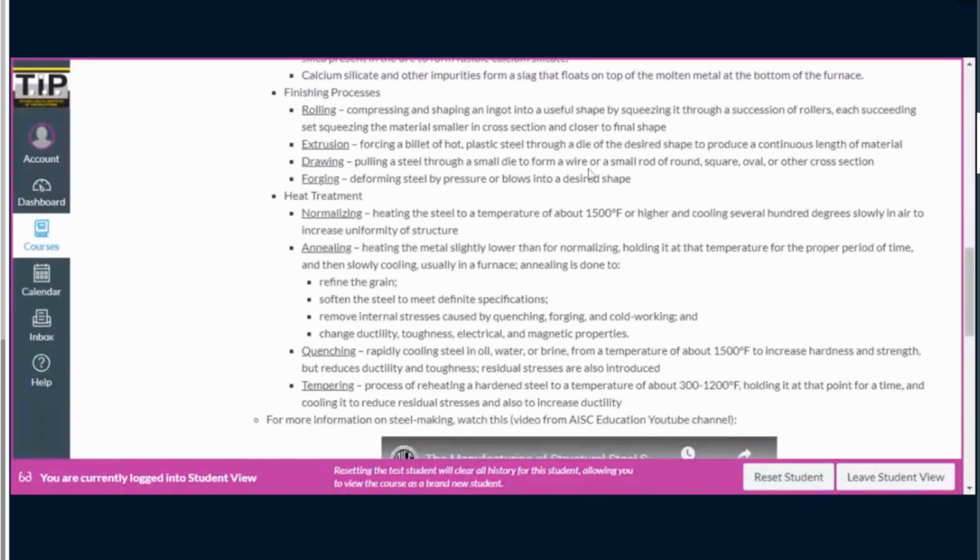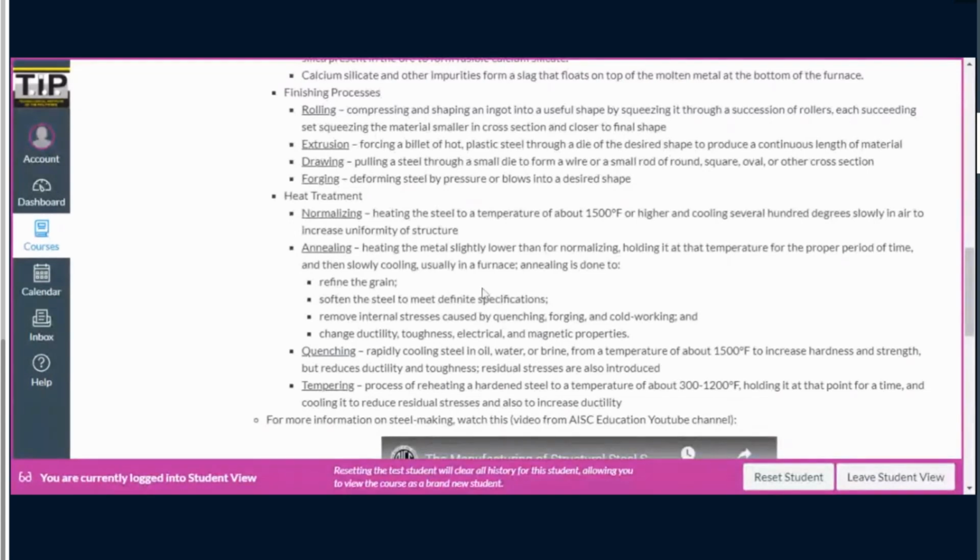So it's also around this one, but a bit lower. Holding it at that temperature for a proper period of time and then slowly cooling, usually in a furnace. So why do we do some annealing? For the following reasons: to refine the grain structure, to soften the steel to meet definite specifications, to remove the internal stresses caused by quenching, forging, and cold working.